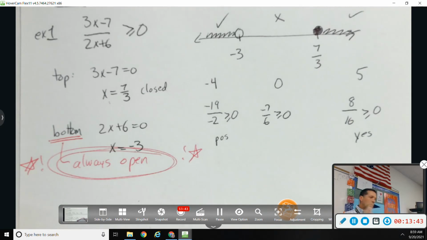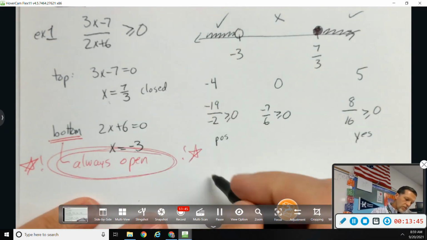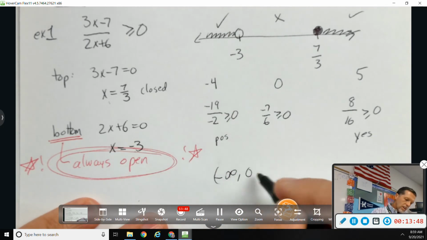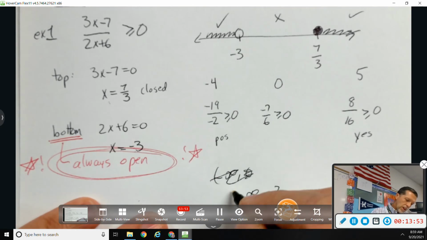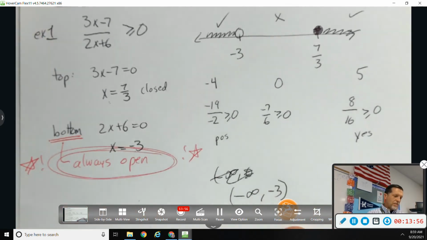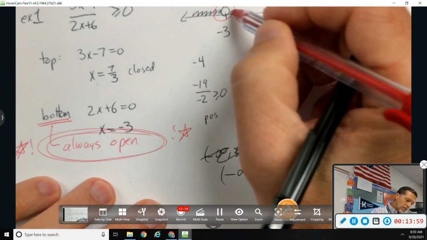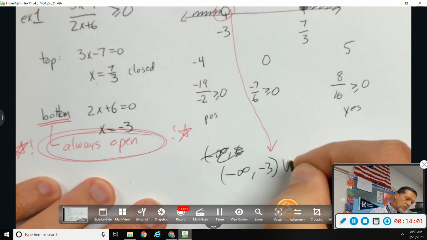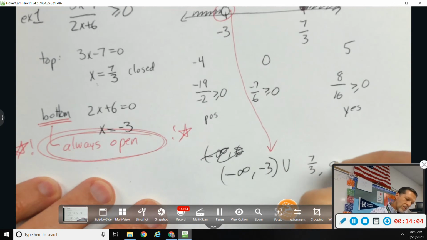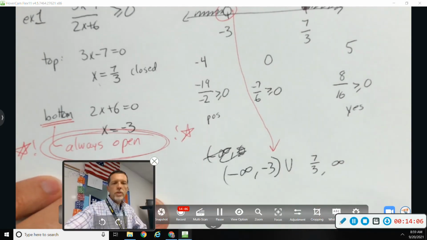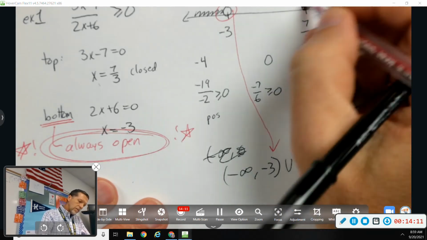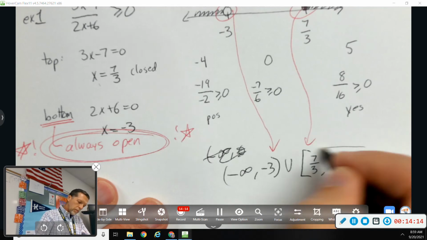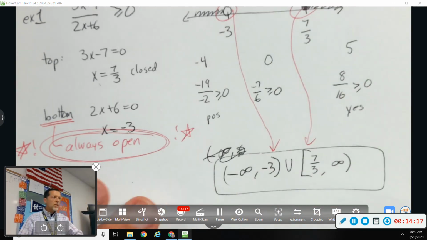And then I read my number line left to right off the solutions. So it starts at negative infinity, goes to, whoops, not 0. I was looking at the O. Negative infinity to negative 3. Parentheses on the negative 3 because it was an open circle. Union with 7/3 to infinity. What about the symbol on the 7/3? Bracket, because of the equal to sign. Find the zeros, put them on the number line, test the intervals.